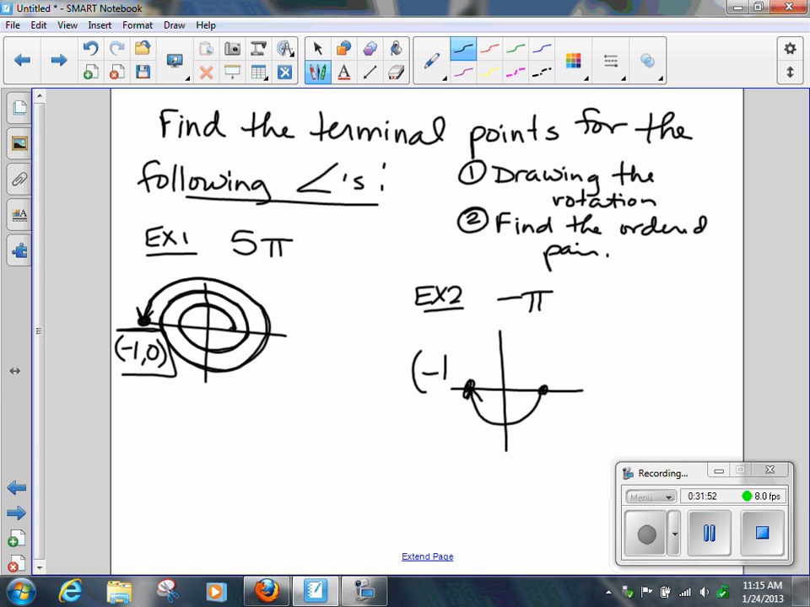What's that terminal point? What's going on here? Nope, not everything. What are you noticing? Go ahead, Christian. You always start your angle here at 1, 0. Yes, sir. Always. What did I do? What do you notice here?